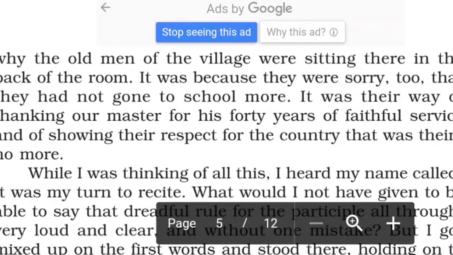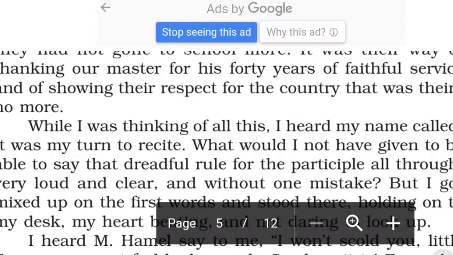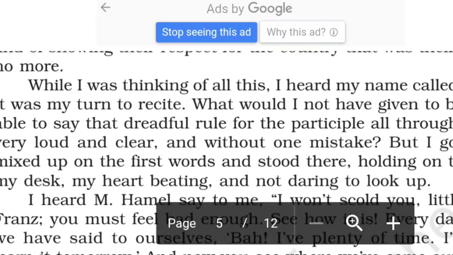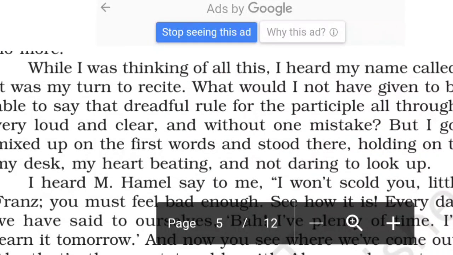It was their way of thanking our master for his 40 years of faithful service and of showing their respect for the country that was theirs no more. While I was thinking of all this, I heard my name called. It was my turn to recite.